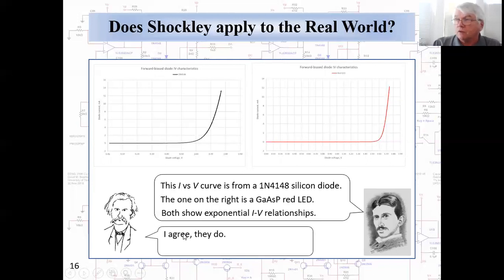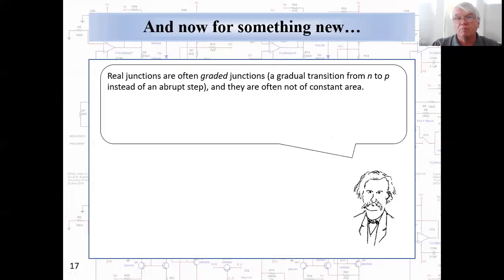So Tesla has jumped in here, and Twain says, yes, I agree, they do show exponential IV relationships, but did anyone ask for your opinion?